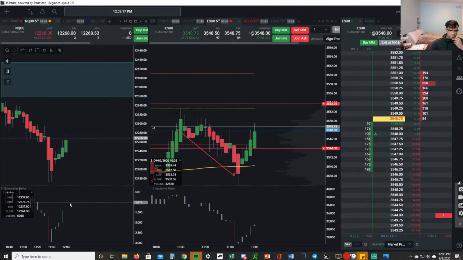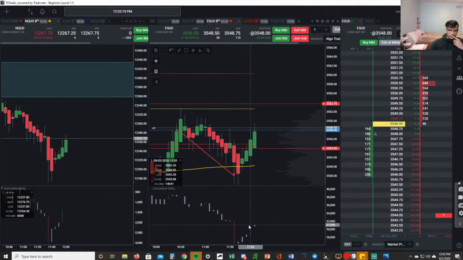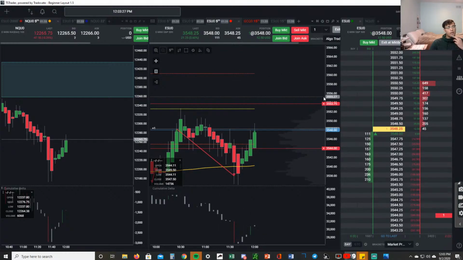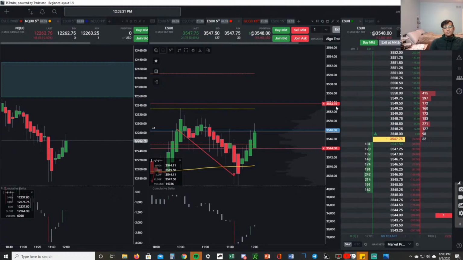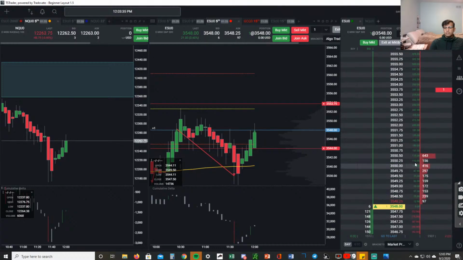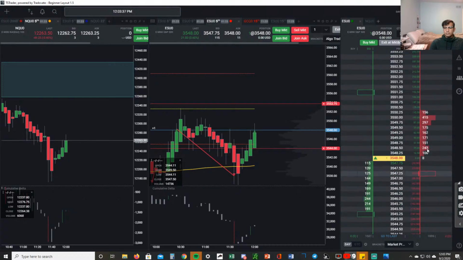So the NQ's delta broke above. ES still waiting, but we do have potential for the upside. That's why I got in. Let me check the 1 minute charts real quick. I don't want to get stuck in this.